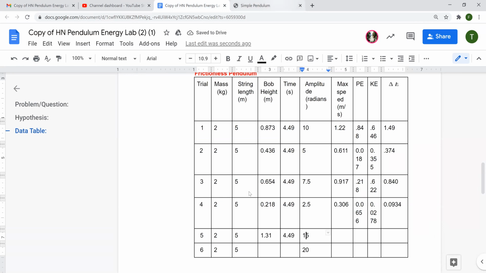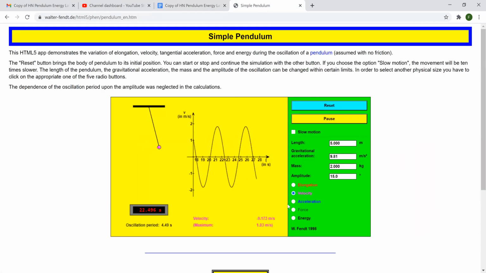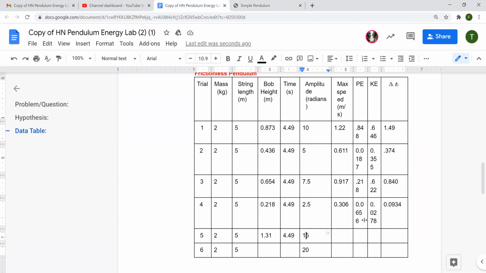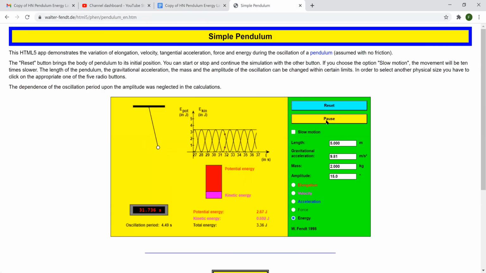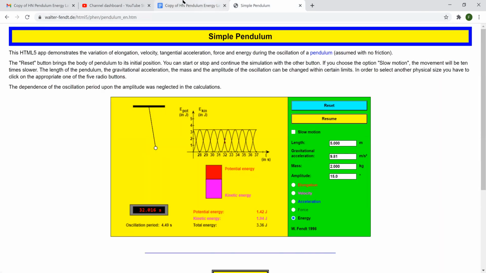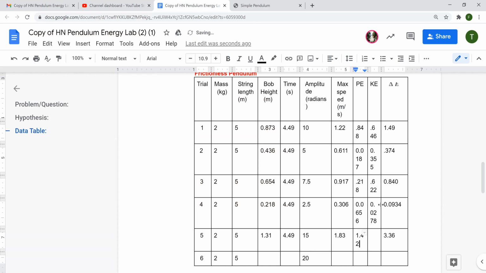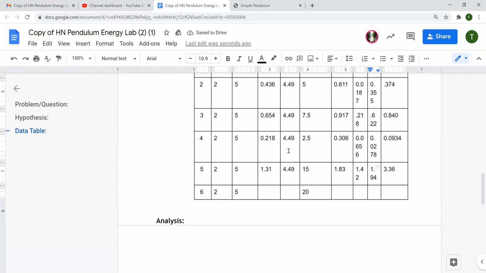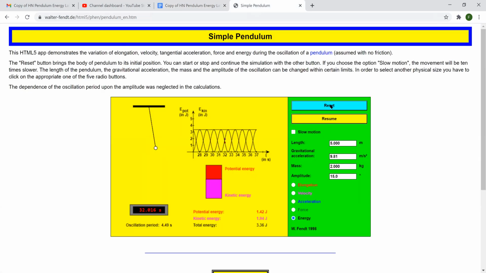Max speed, velocity here is 1.83. And then we'll get the energy here again. So the energy, 3.36 joules. And then the two other numbers always add up to this, 1.42, 1.94. And then we've got one more to do here. Reset, amplitude of 20.